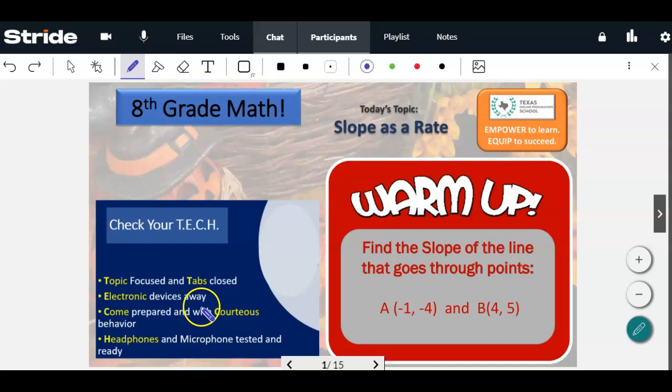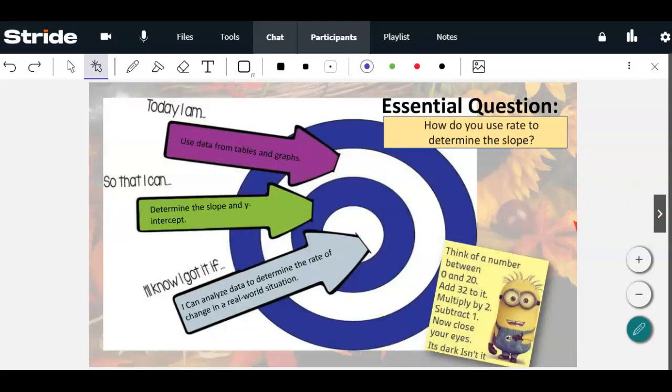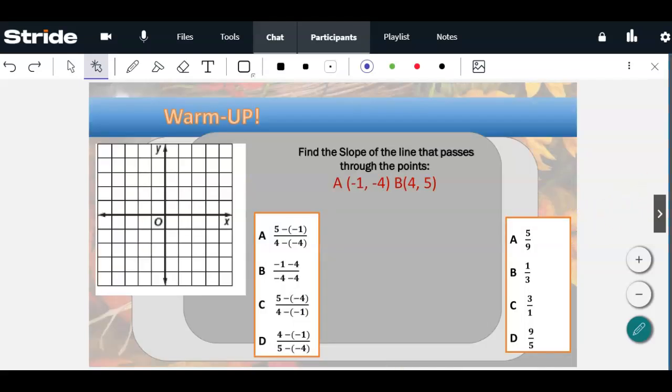All right, so today's lesson is going to be over slope as a rate of change. Things we've already kind of talked about, we're just putting it all together. We're going to review first by doing this warm up: find the slope of the line that goes through these 2 points.